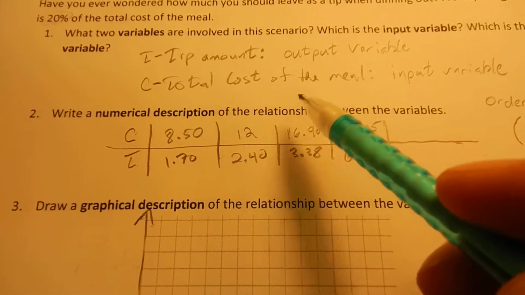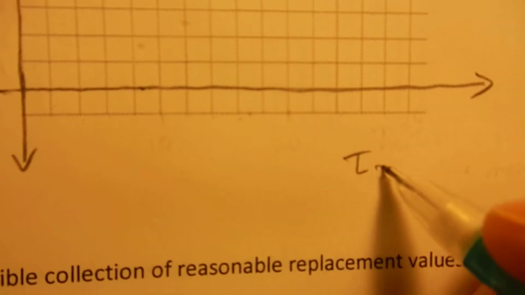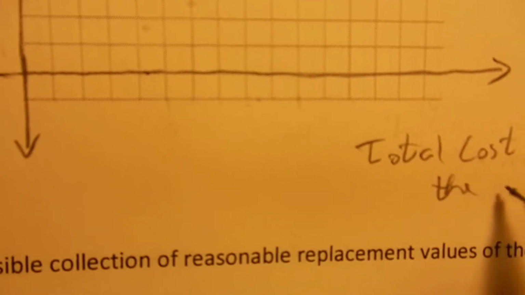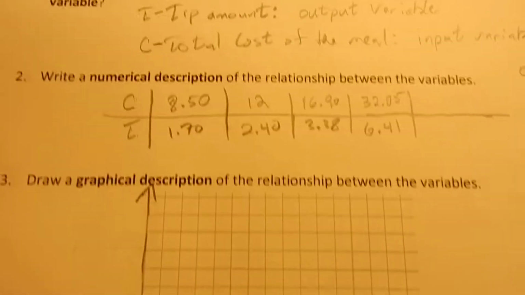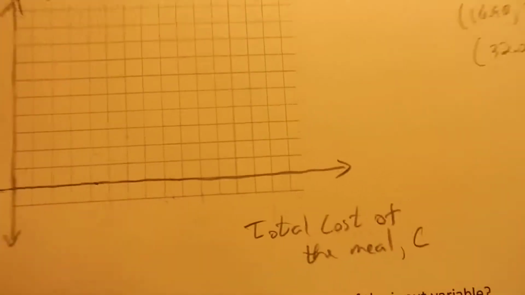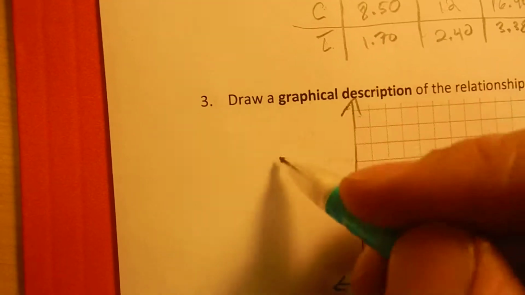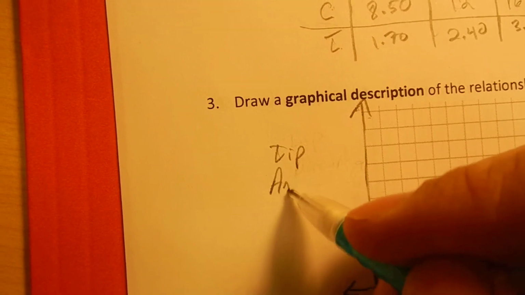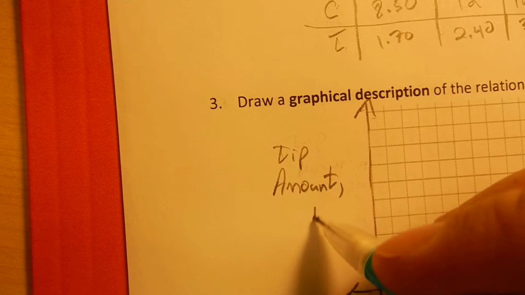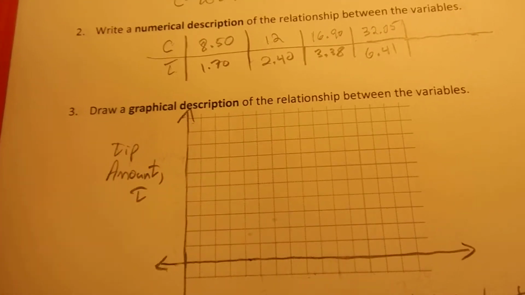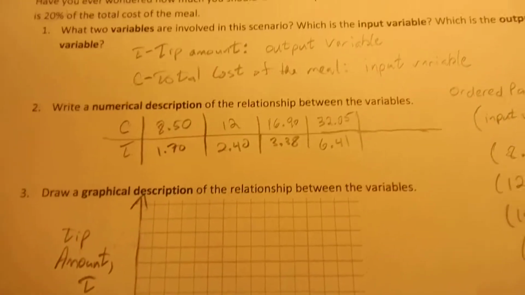So our input variable is the total cost of the meal. I'm going to write that here, which we could also just simply say, hey, that was C for us. Here this references tip amount, so I'm going to write that here, which was the letter T for us. Alright, so there they are, the axes labeled, and we will ask you to do this on an exam like this. And the next piece is scaling our axes.